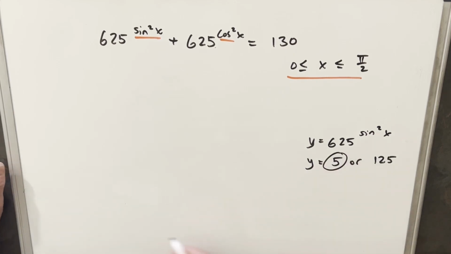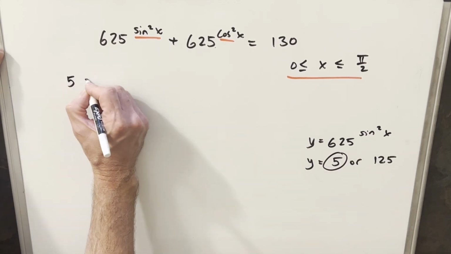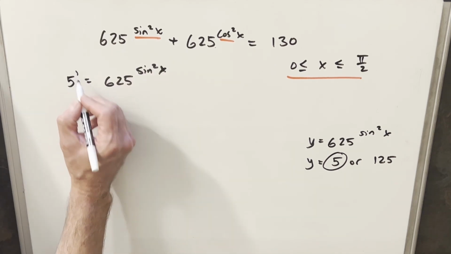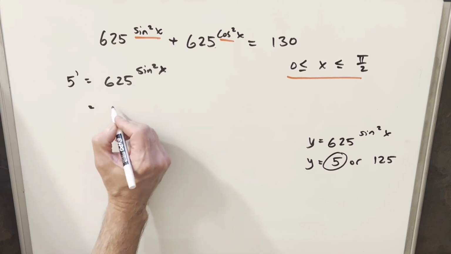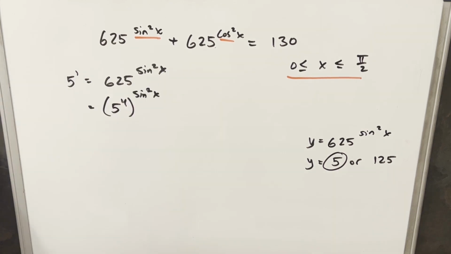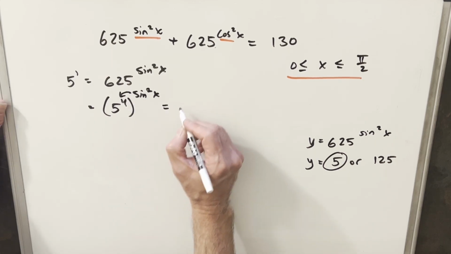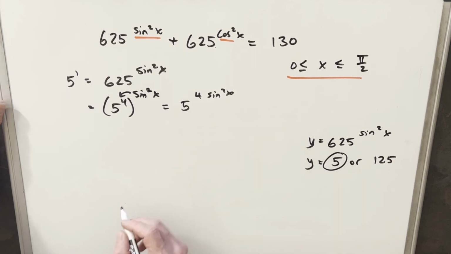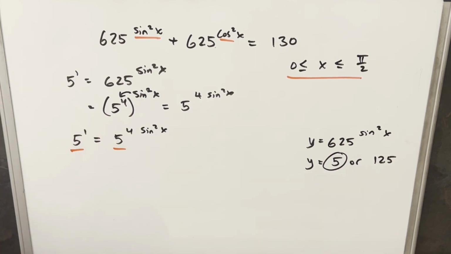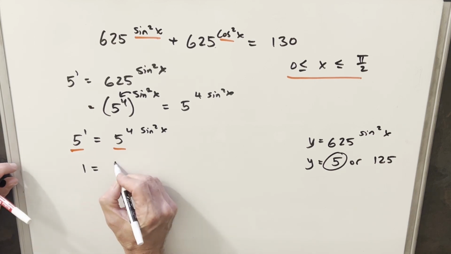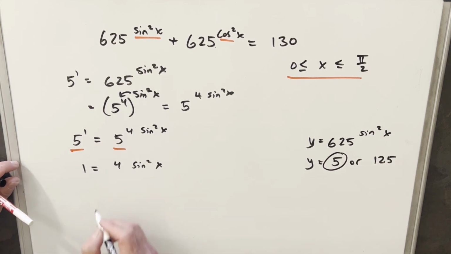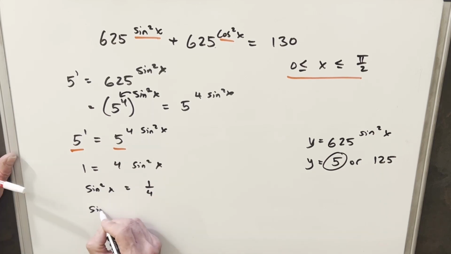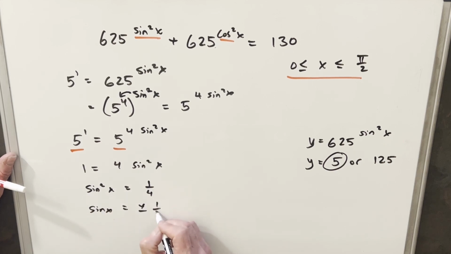So first, let's just focus on our 5. We're saying 5 is going to be equal to 625 to the sine squared x. Now our 5 is just to the 1 power, but as we said before, 625 can be written as 5 to the 4th. Then by exponent properties, if I multiply this in, we can write this as 5 to the 4 sine squared x. At this point, because we have the same base, we can equate the exponents. So 1 equals 4 sine squared x, so sine squared x equals 1 over 4, and sine of x is going to be plus or minus 1/2.